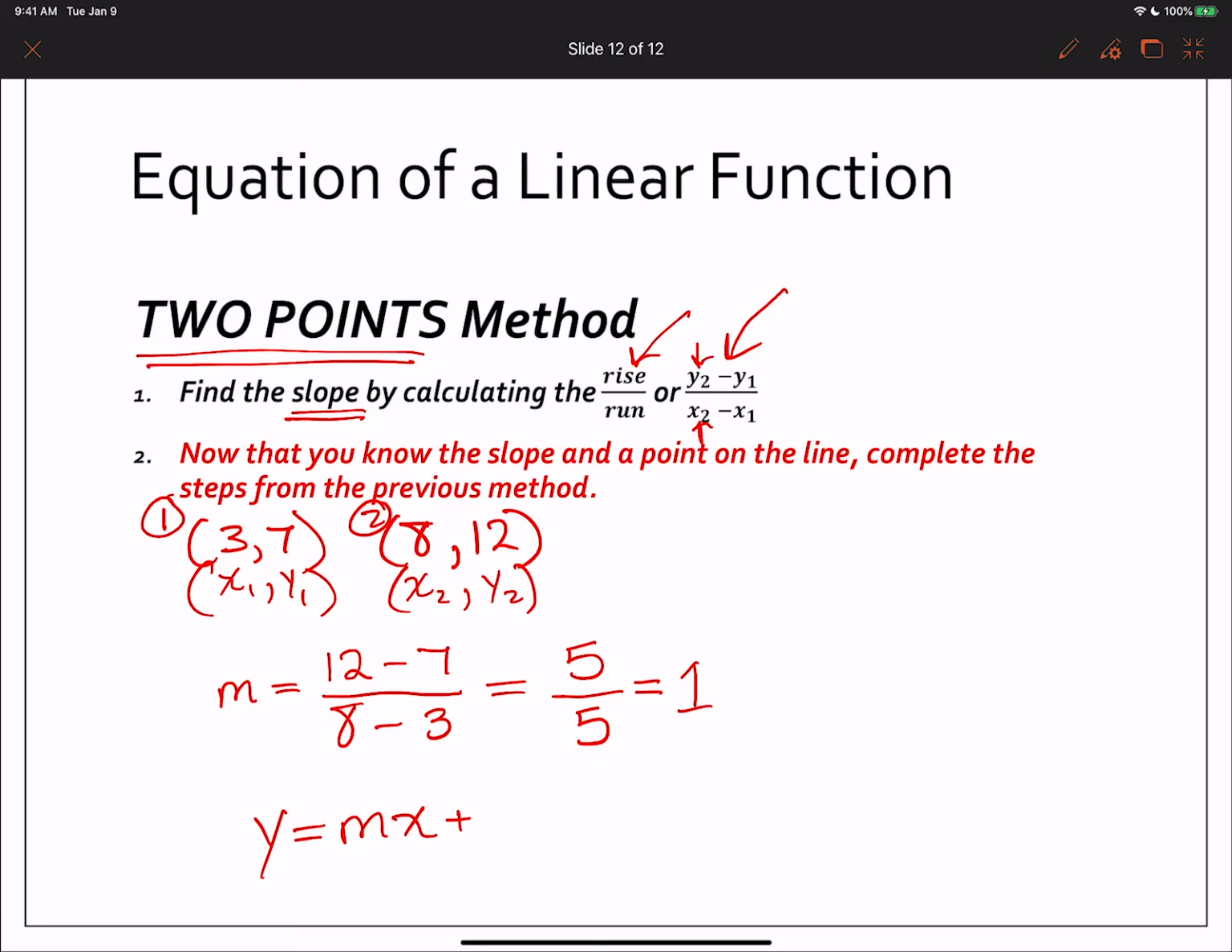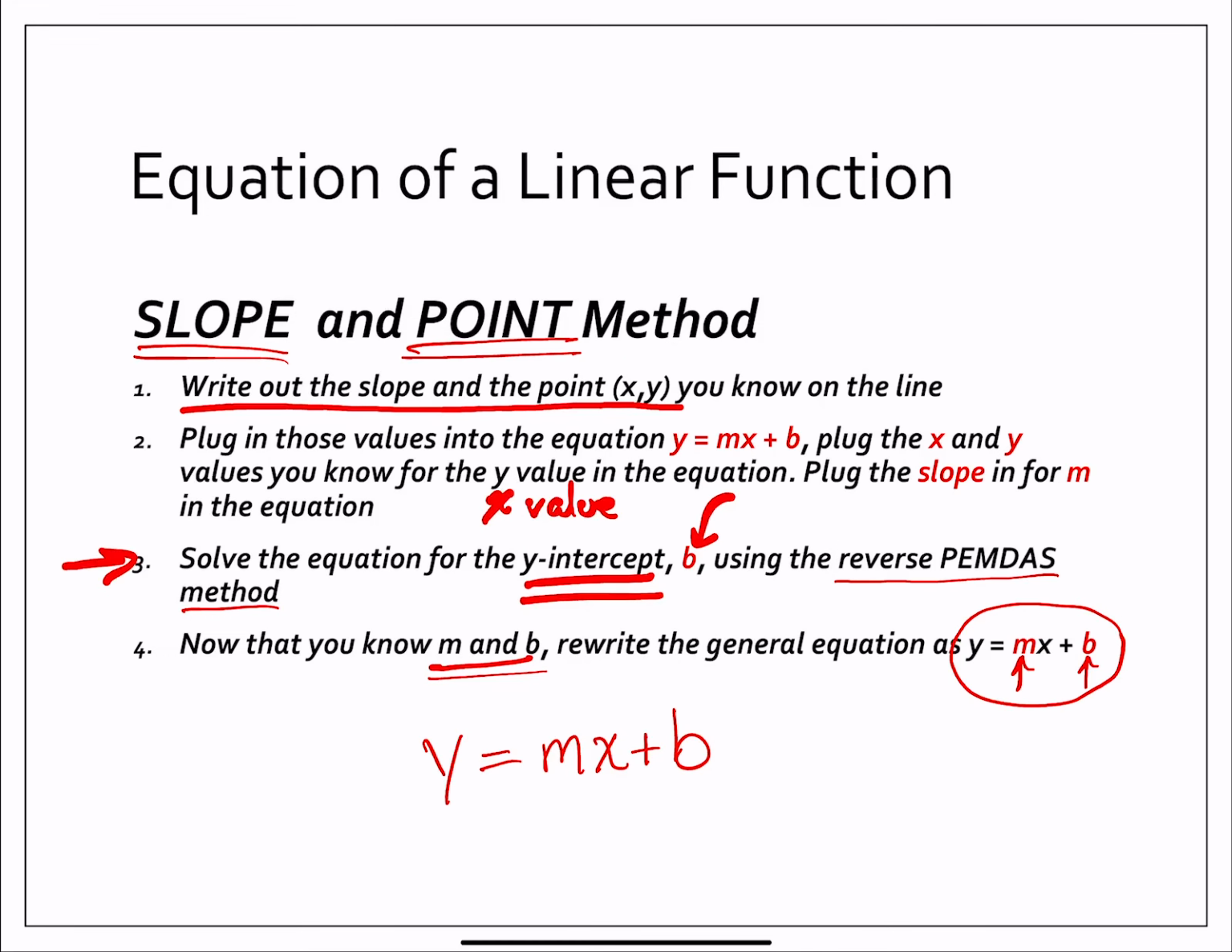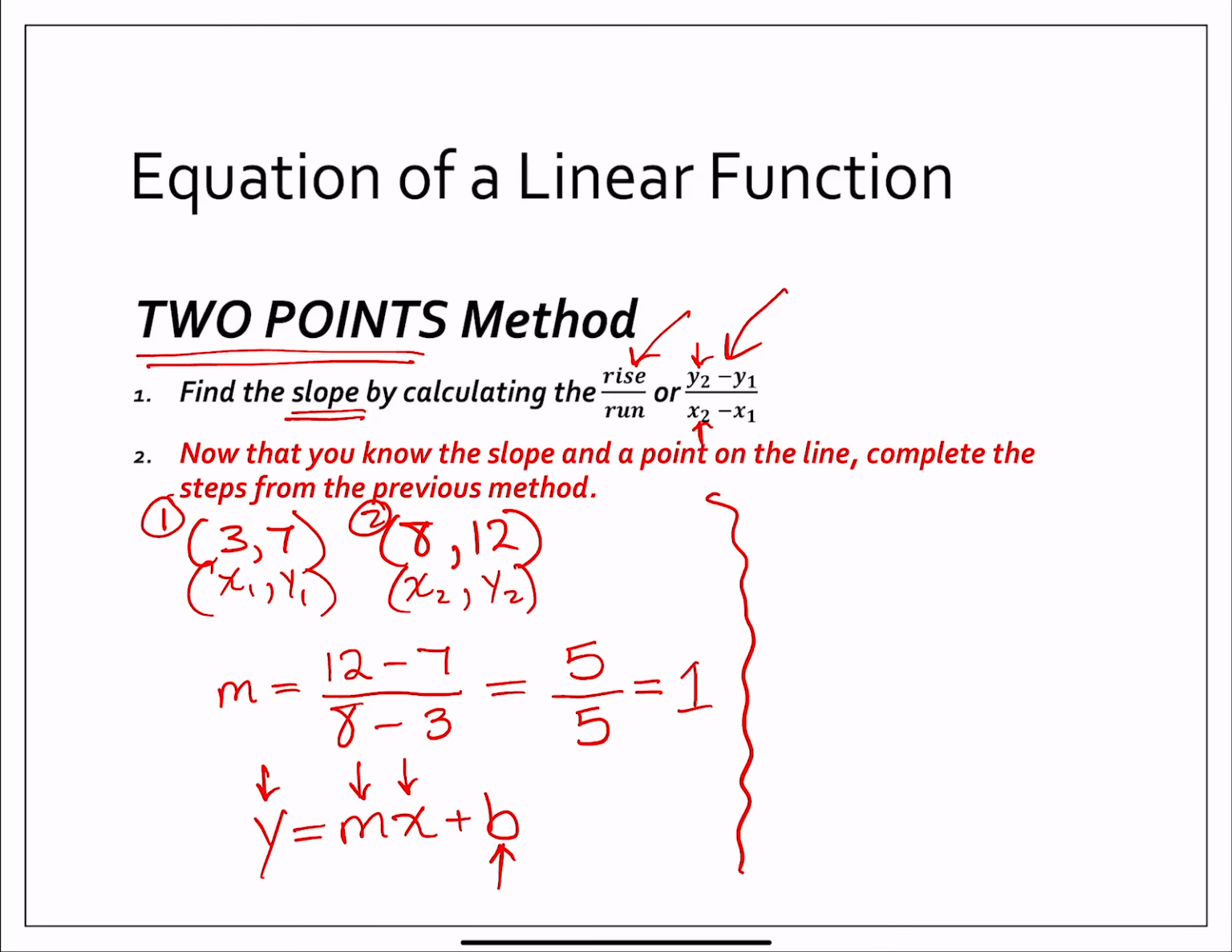So now we know our slope, but we need to write it in this form: y equals mx plus b. Because we have points on the line, we know an x and a y that go on the line. And we still need to find b. So let's find b. To find b, we do the exact same thing we did in the previous step. Now that you know the slope and a point on the line, complete the steps from the previous step. Step 1 is to write out the slope and the point on the line. Let's do that.